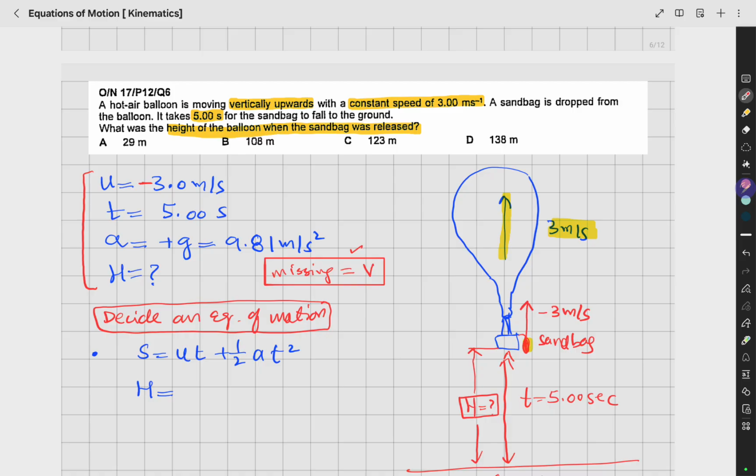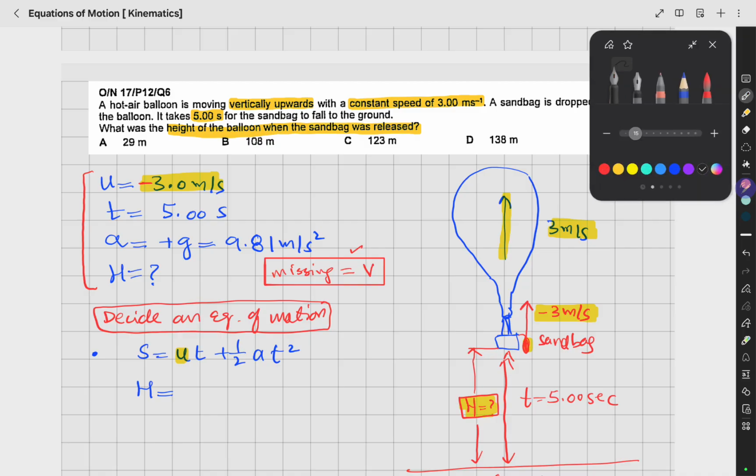So if the initial velocity is upwards, you have to take velocity as negative. This is one of the important things. If the hot air balloon was not moving, it was at rest, and you drop the sandbag, then the initial velocity of the sandbag was 0. But over here, as it is moving upwards and displacement is downward, that's why you have to take this as negative, -3. I hope this is clear.